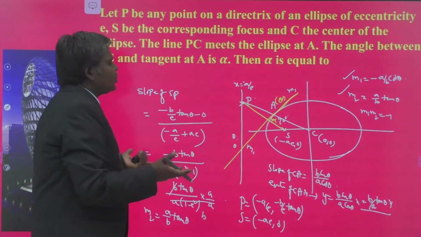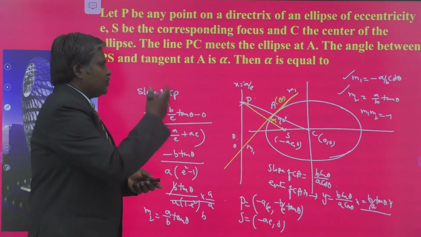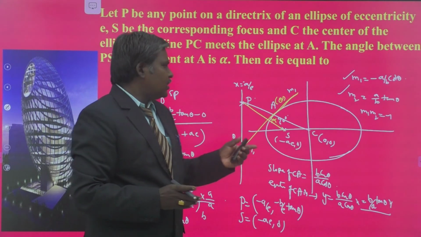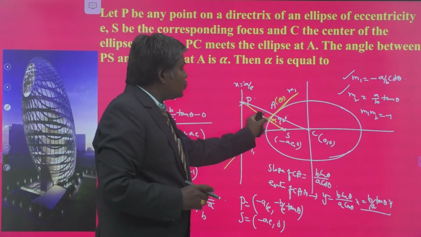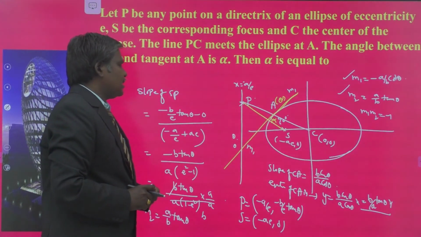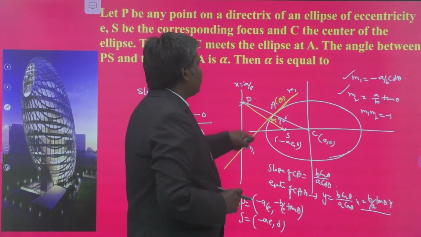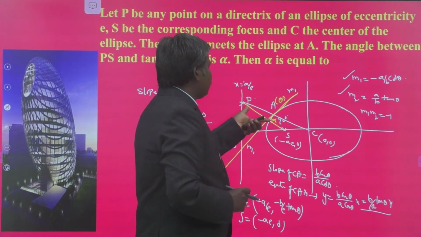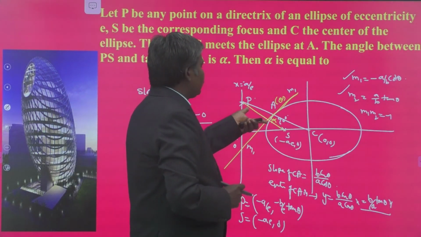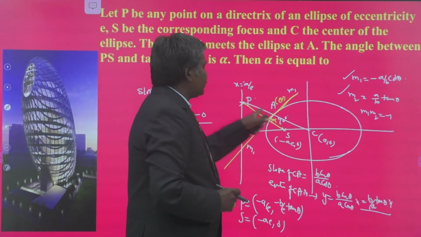So there is nothing in this problem. You just write the points, find their slopes, and observe that the angle between them is 90 degrees. But we have to choose that point A as some parametric point, A cos theta comma B sin theta. Then you write the tangent at that point, and immediately we obtain the slope. We take some time to write the slope of SP. To write the slope of SP, we need the coordinates of P. To get the coordinates of P, we need the equation of AC.